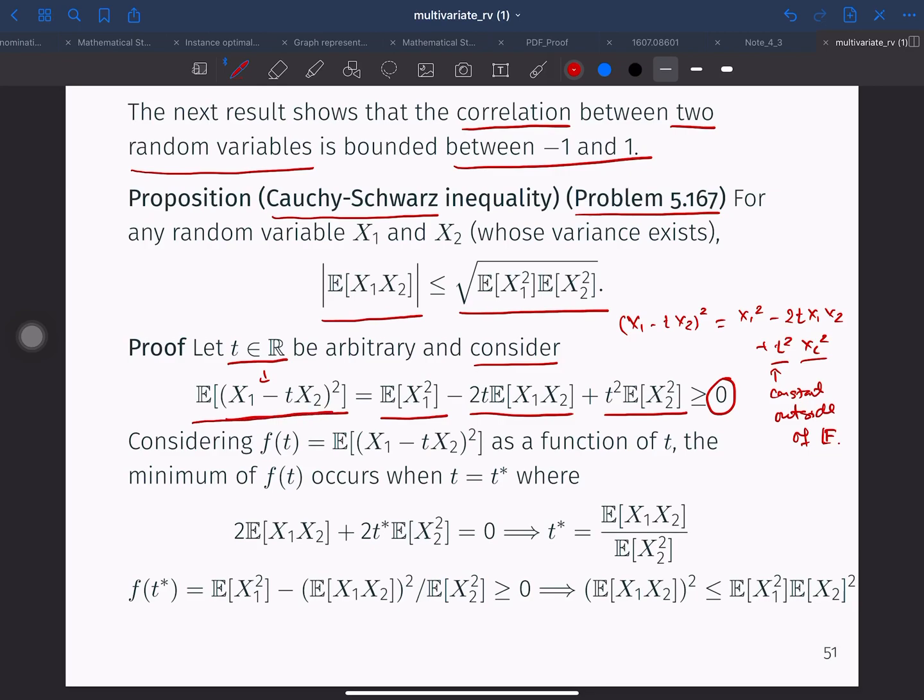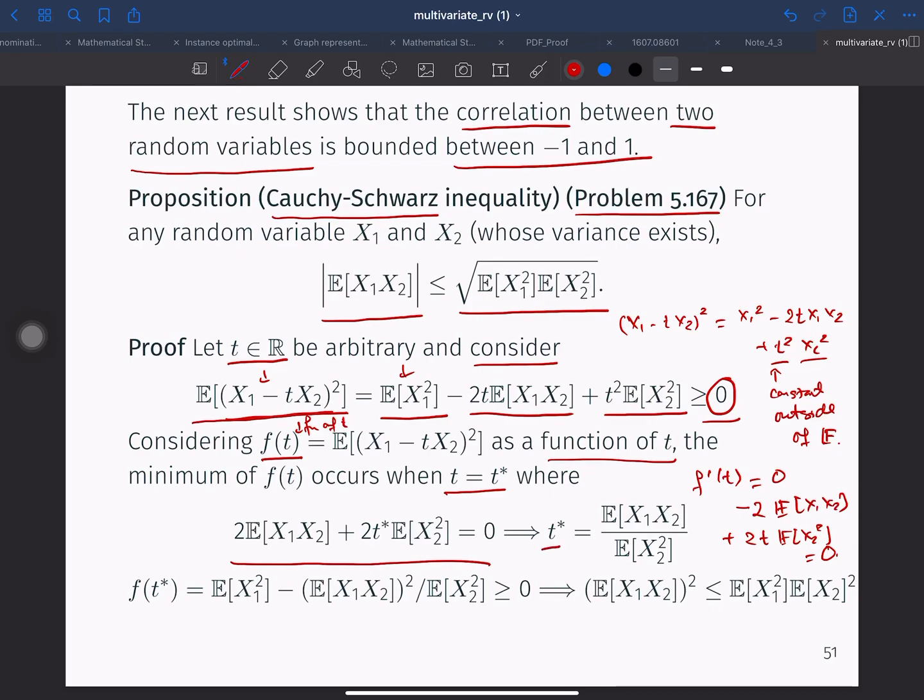So this function f of t is always non-negative, and we can try to find its minimum value as a function of t. All we have to do is take the derivative. f prime of t is simply, the first term is a constant, so that's 0. The second term gives minus 2 expected value of x1 x2. And the third is plus 2t expected value of x2 squared. We set this equal to 0, which is the equation here, and we get t star, the minimizer of f of t. t star is given by this expression here.